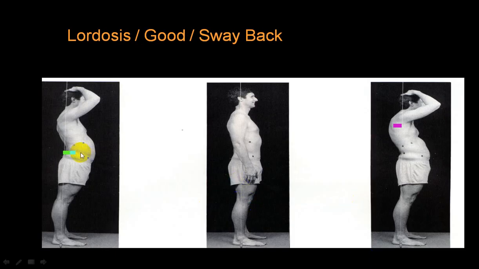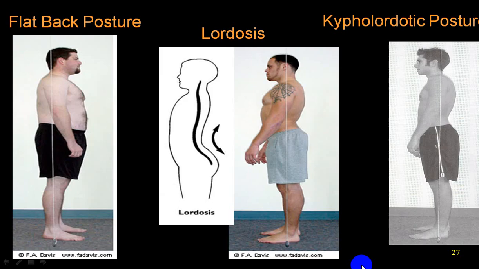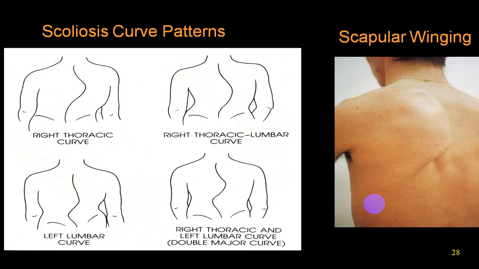This is excessive lumbar lordosis. You can see excessive lumbar lordosis. This is erect posture, not much lordosis. Here you can see that lordosis is there and there is also a little amount of kyphosis. So you will have to look laterally as well as anteriorly. Here there is a flat posture. This is lordosis. And this is kyphosis plus lordosis, so a kypholordotic posture. Here you can see scoliosis. Here there is winging of the scapula.